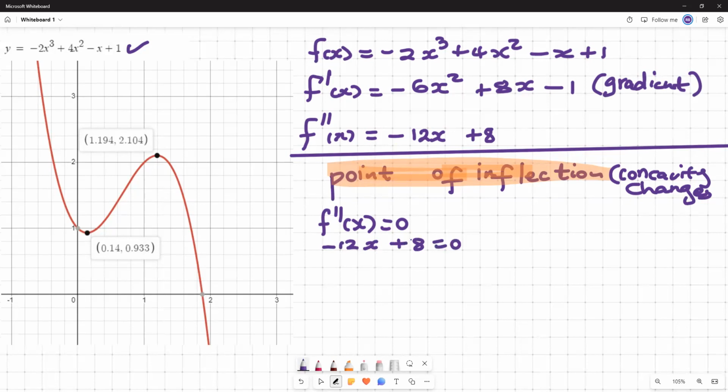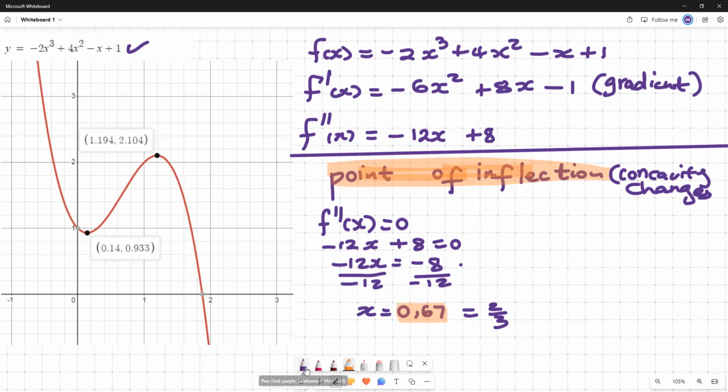So let's see. The second derivative, we said, is minus 12x plus 8, which will be equal to 0. Then we have minus 12x equals negative 8, dividing both sides by minus 12. Then we have x equals minus 8 over minus 12, we're getting 0.67. I'm going to round off to 2 decimal places in this case, but the actual value is basically 2/3. So that is my x value on the point of inflection.